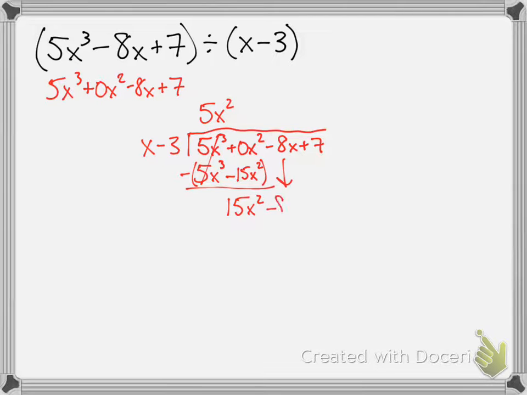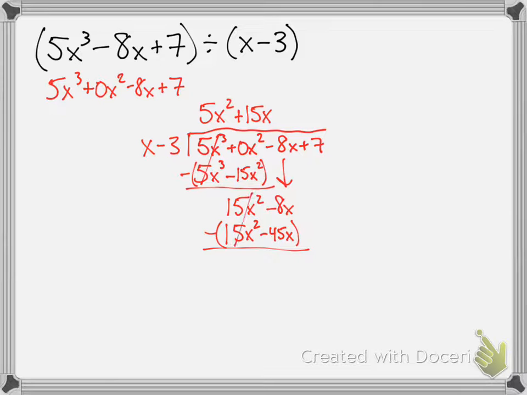Pull down your next term in your dividend and repeat the process. So 15x squared, take out the x, you're left with positive 15x. Multiply that, 15x times x gets you back to 15x squared. 15x times negative 3 gets you negative 45x.